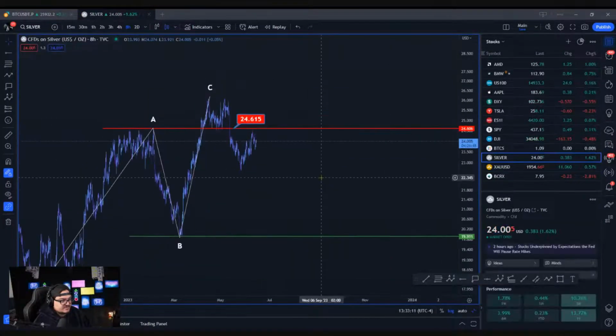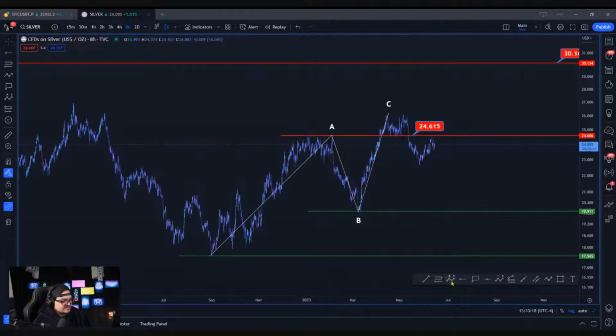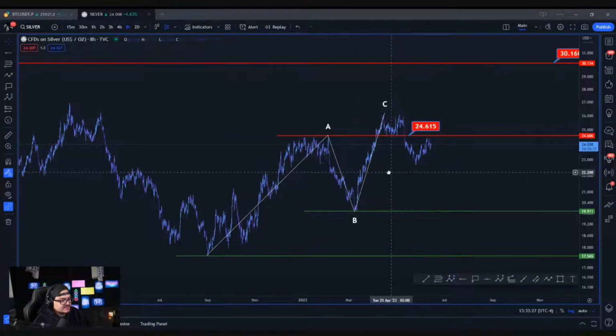So let's go on to silver. All right, so silver is playing out a little bit differently. Silver has a very nice ABC here. A to a B to a C for an A. We had a large separation and trend, a pullback for a B, continuation high for a C.